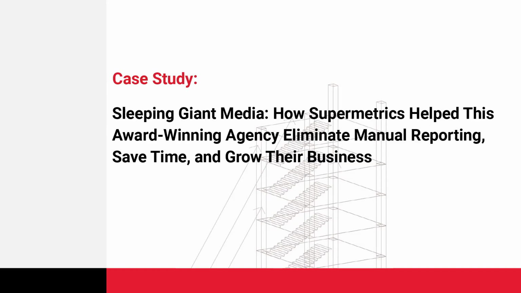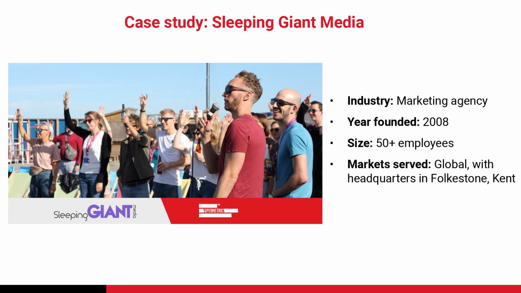And now let's get to know our Supermetrics for Google Sheets customers and their success stories. We'll start with Sleeping Giant Media, an agency based in UK. And we will answer the question, how Supermetrics helped this award-winning agency eliminate manual reporting, save time, and grow their business. Sleeping Giant Media is a marketing agency, like I mentioned, and it was founded in 2008. They have a bit more than 50 employees, and their headquarters is based in Kent.